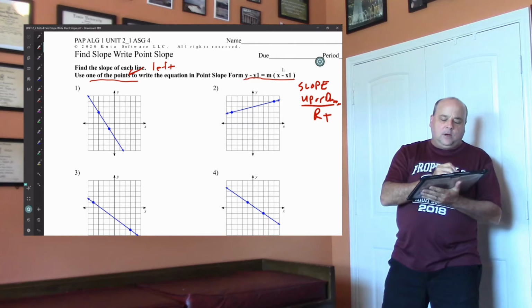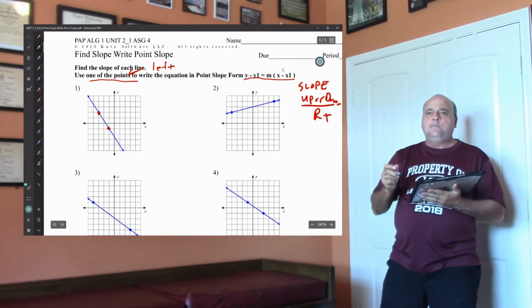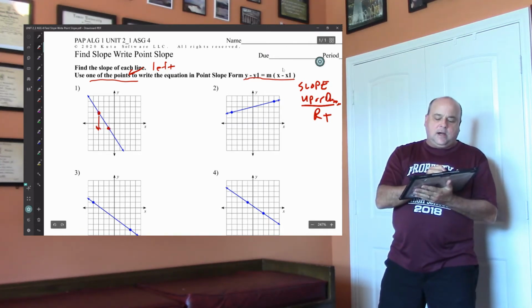So let's go over here, plot the 2 points you have, and then draw an arrow. You have to go down and to the right, don't you?